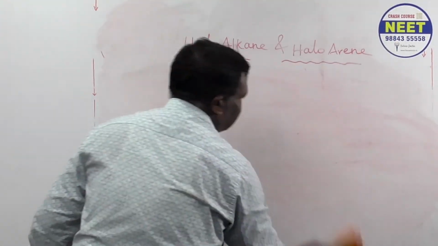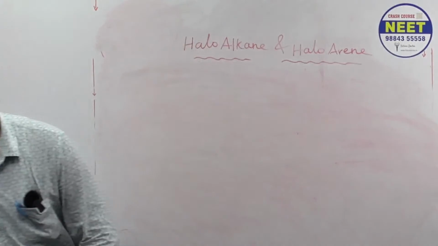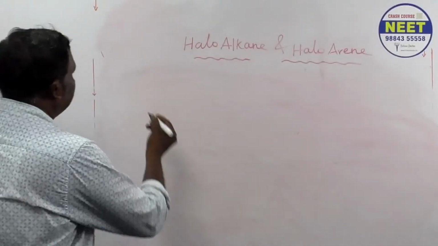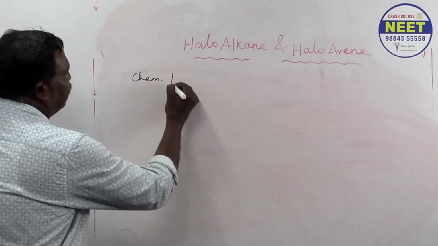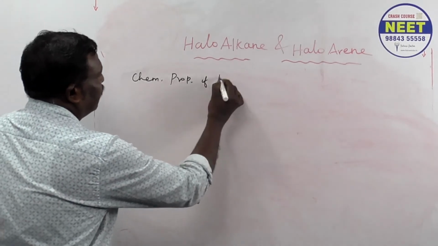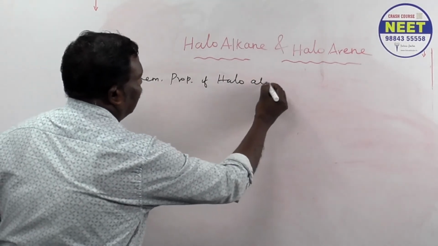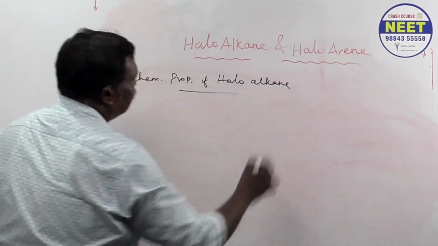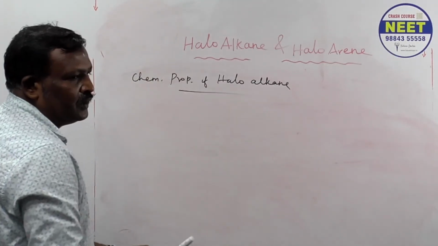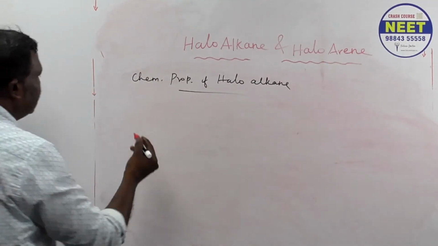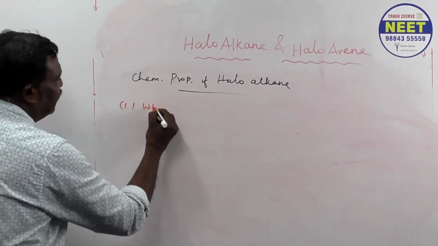Chemical properties, one or two properties I'll finish. See, chemical properties, put that in. Chemical properties of haloalkane. Okay. Simple one. Here, the first one, you studied already.